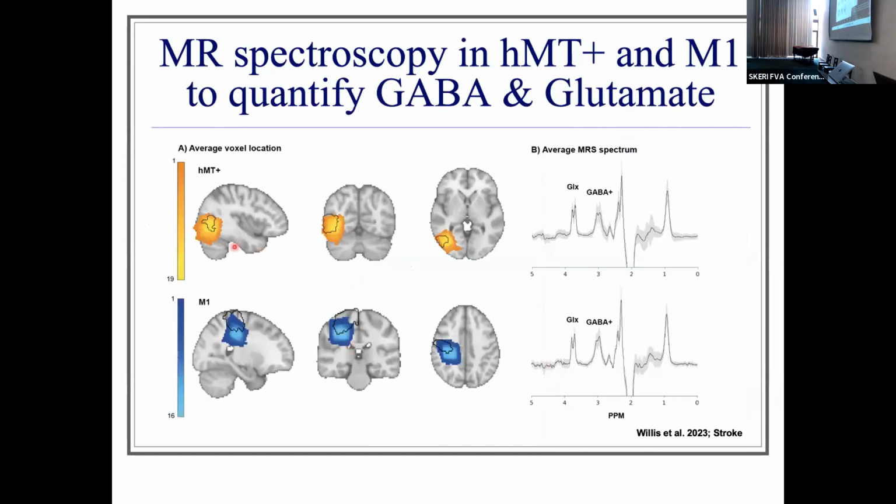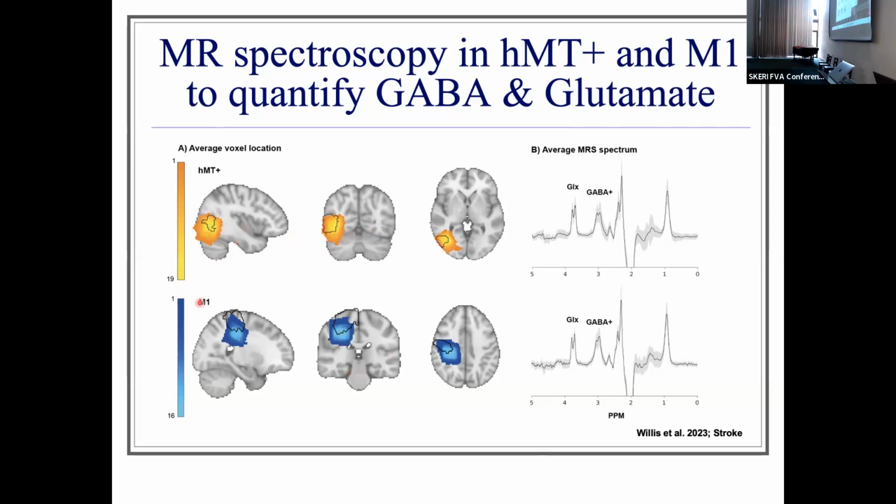So what we did was put a voxel to measure our spectroscopy in MT. And you can see this is the average position across the 19 participants. So it's pretty well located in MT, and the black line is a definition taken from an atlas. And we're pretty happy that that's in the right location.